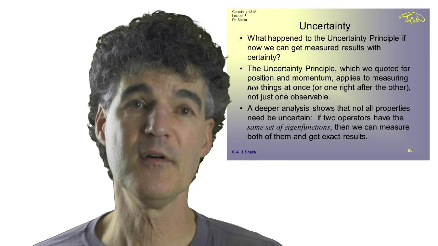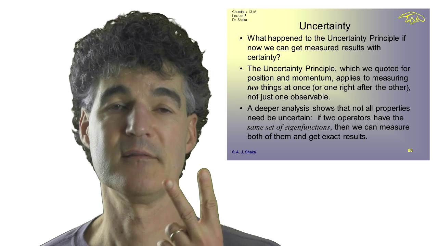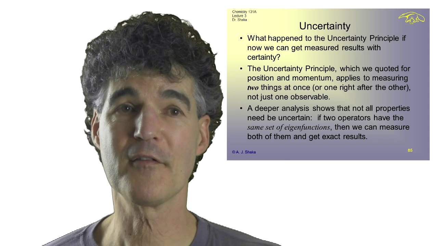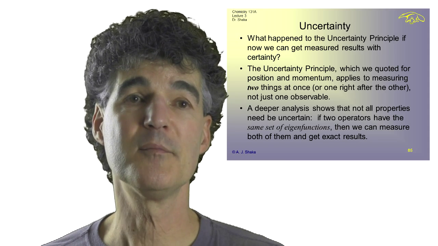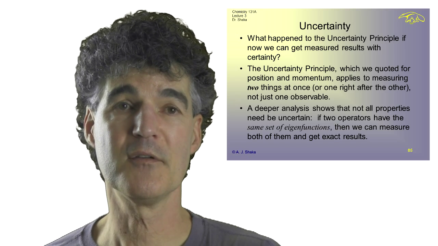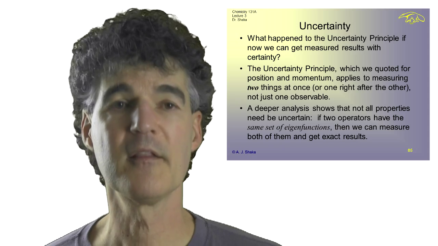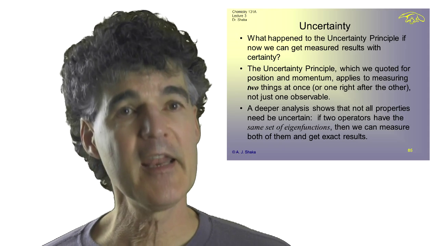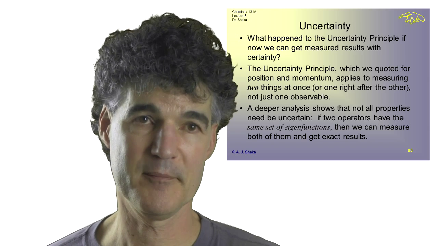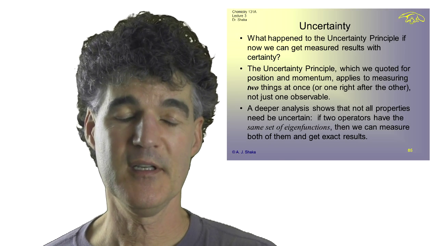Because the uncertainty principle, which we quoted for position and momentum, applies to measuring two things, position and momentum, at once, or one right after the other, not just one observable. There is no uncertainty about measuring one thing as well as you like. The problem is if you want to measure what you think of as everything that you could measure, then there will be some problems, some blurring perhaps, that you didn't anticipate. So a deeper analysis shows us that not all properties need to be uncertain.